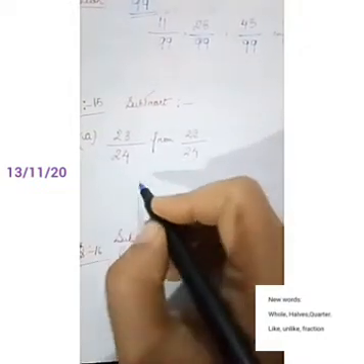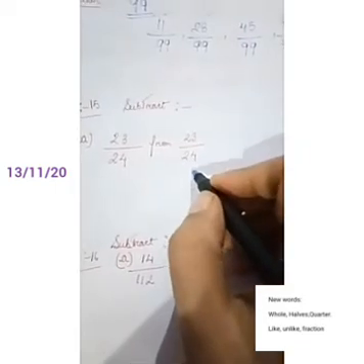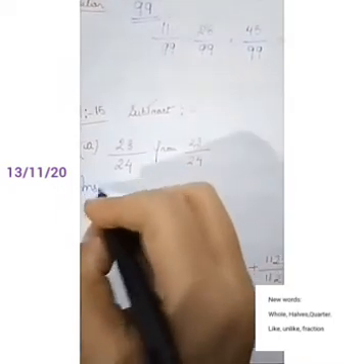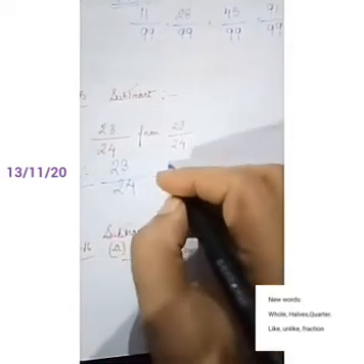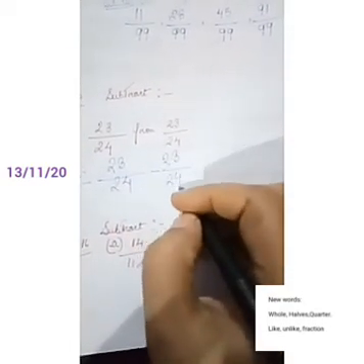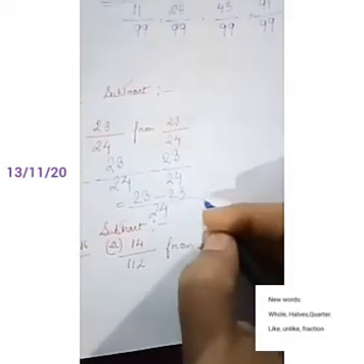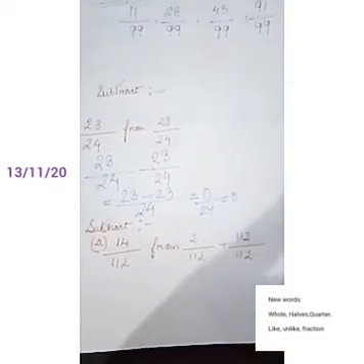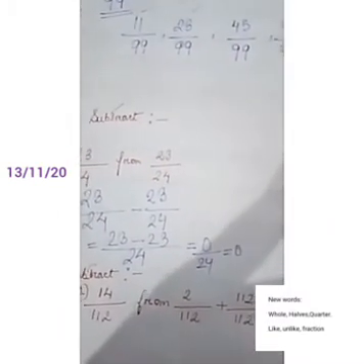Now question number 15 is given: subtract 23 by 24 from 23 by 24. So we have to subtract here. How will you find out? I'll write this first. Both are the same numbers: 23 by 24 minus 23 by 24. The common denominator is 24. 23 minus 23 equals 0. If the numerator is 0, then the fraction is also 0. Okay children, in this way you can do fraction subtraction.